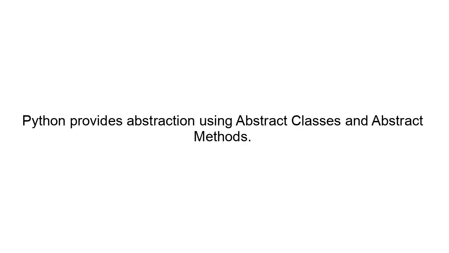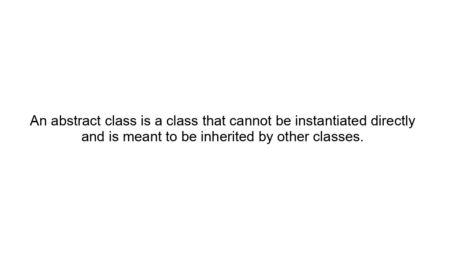Example of abstraction. From abc import ABC, abstractmethod. class Shape(ABC): @abstractmethod def area(self): pass. class Rectangle(Shape): def __init__(self, width, height): self.width = width; self.height = height. def area(self): return self.width * self.height.